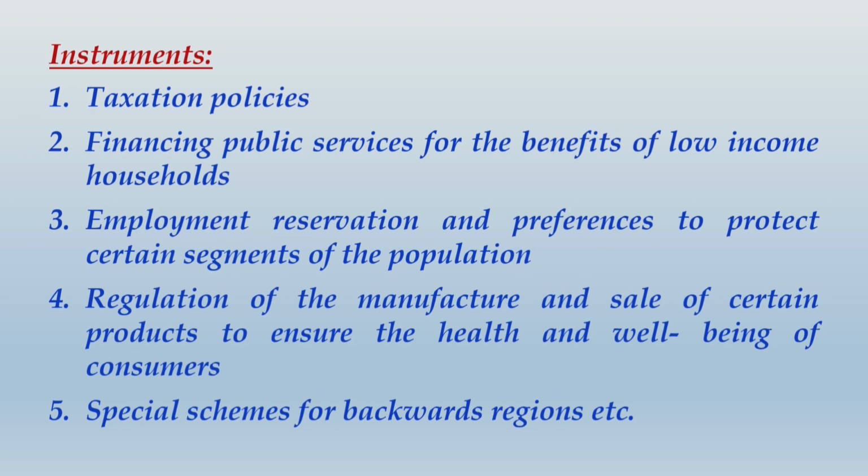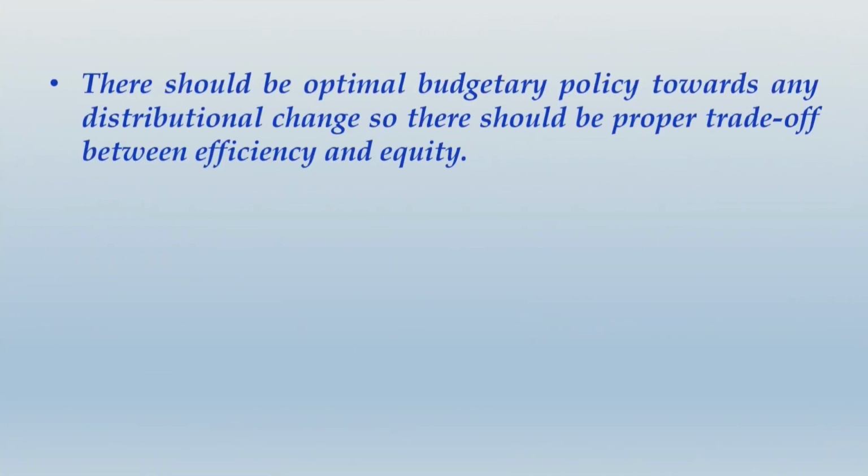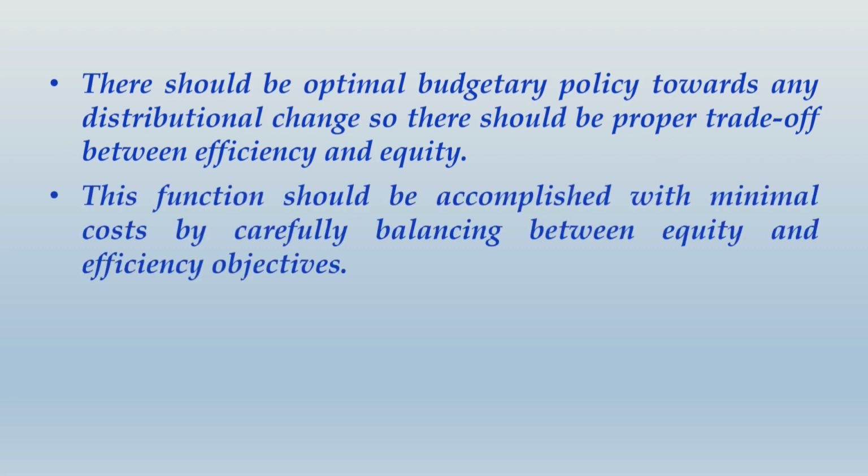Alright friends, so let us move ahead and summarize this whole matter. That is the second function. There should be optimal budgetary policy towards any distributional change so that there should be proper trade-off between efficiency and equity. This function should be accomplished with minimal costs by carefully balancing between equity and efficiency objectives. Now quickly write up these couple of points and then I take you ahead.